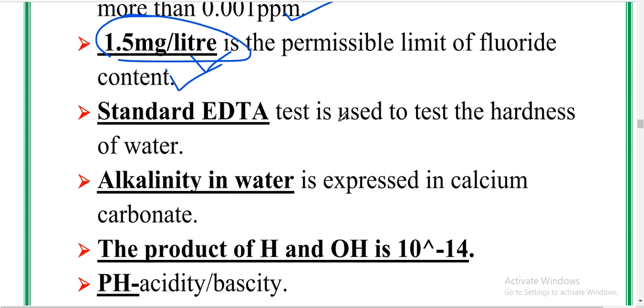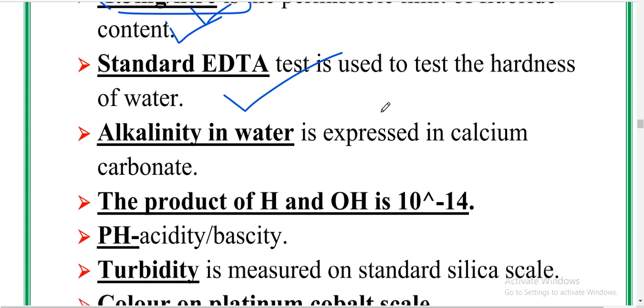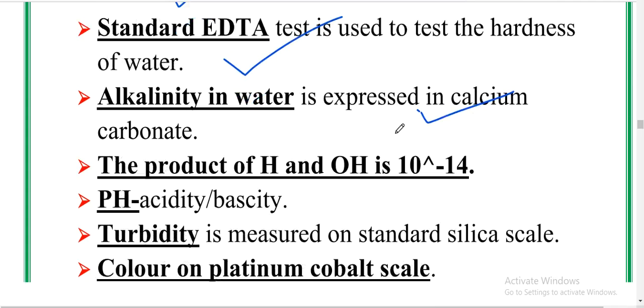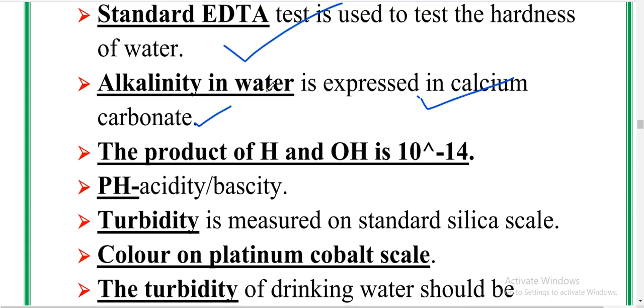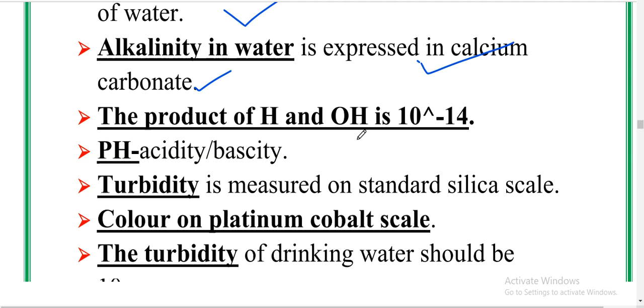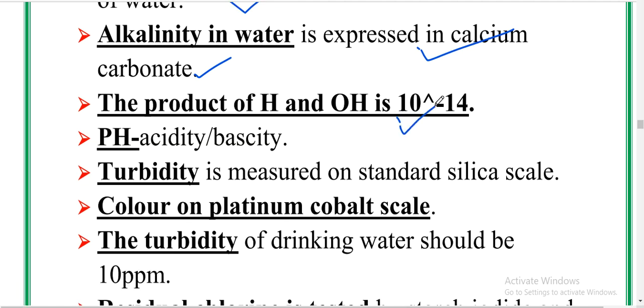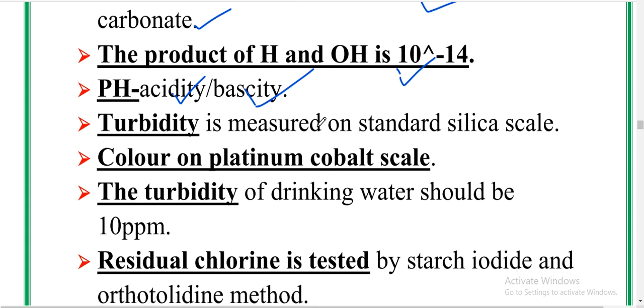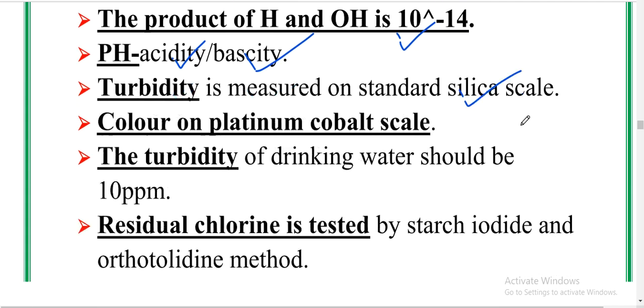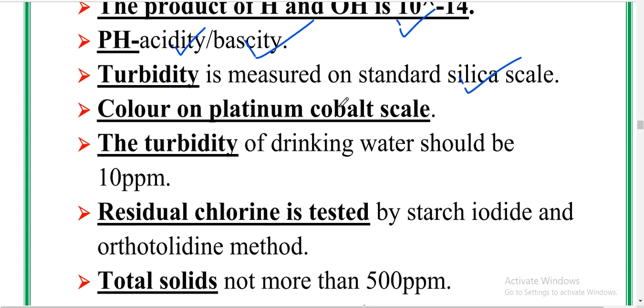Standard EDTA test is used for hardness of the water. Alkalinity of the water is expressed in terms of calcium carbonate. The product of H and OH is 10 to the power minus 14. That means H into OH is 10 to the power minus 14. pH is a scale which measures the acidity and basicity. Turbidity is measured on standard silica scale. Color is measured on platinum cobalt scale.